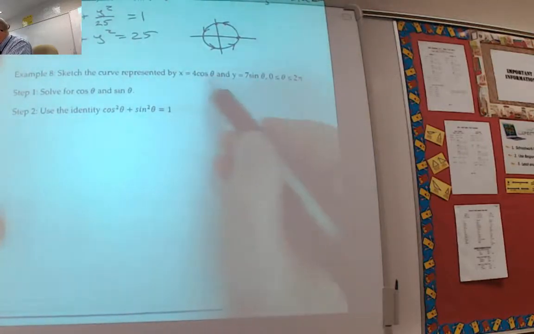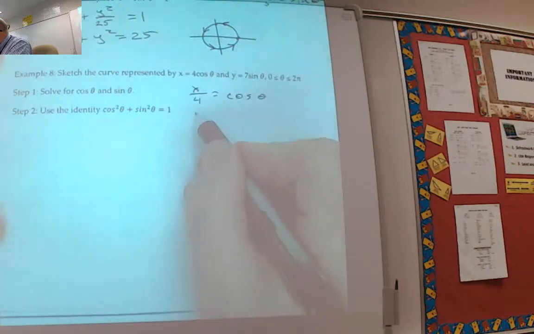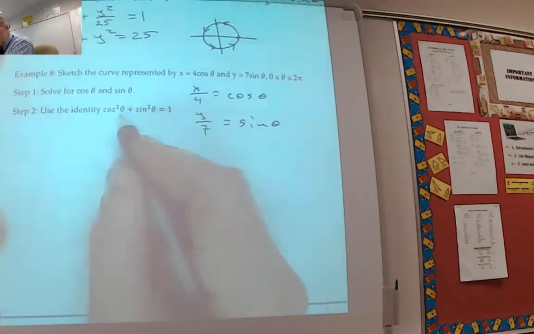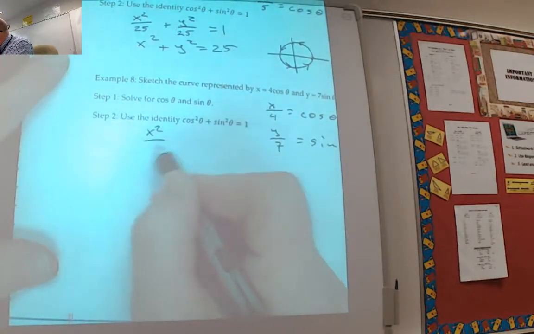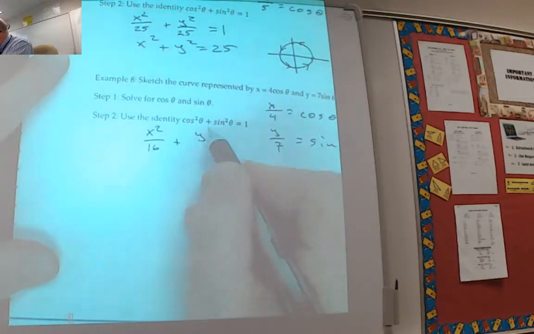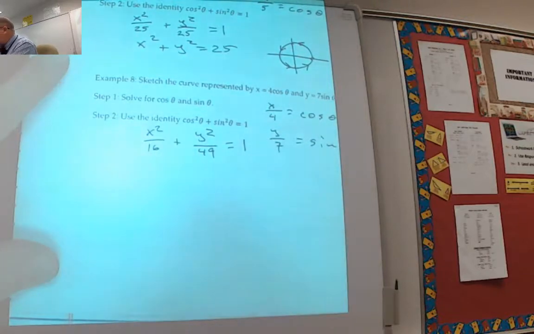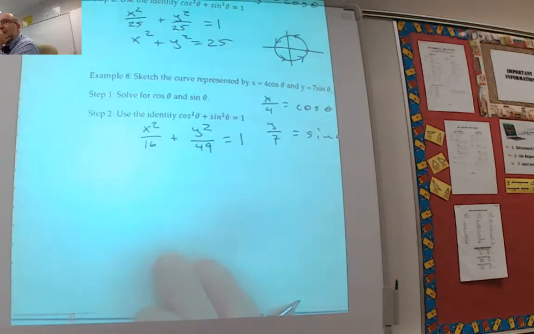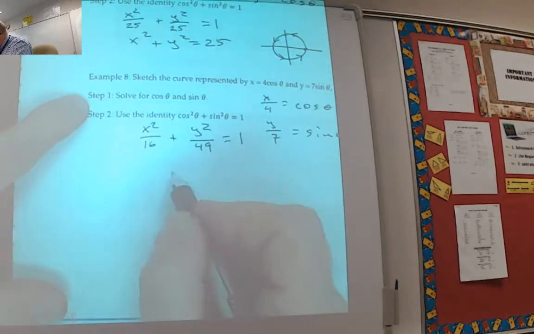Again, same type of thing. I've been given sine and cosine. So I have x over 4 is equal to cosine, and y over 7 is equal to sine. If I plug those in, same type of identity, I'm going to get x squared over 16 plus y squared over 49 is equal to 1. Does anybody know what that shape is? An ellipse. It's an ellipse. Exactly correct. Okay, so I'm going to draw an ellipse.